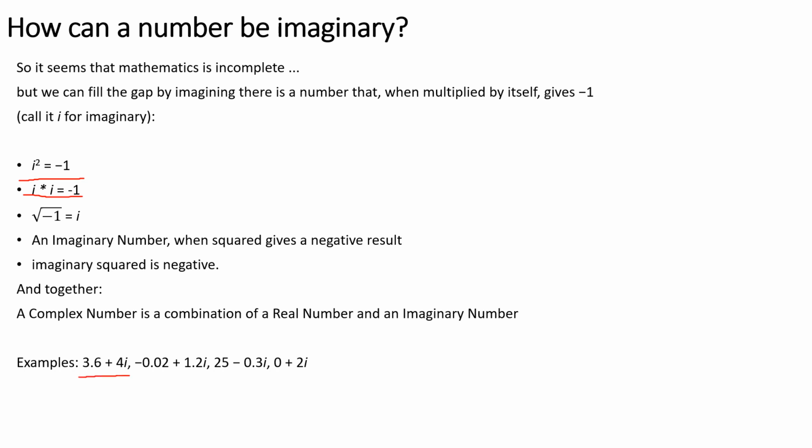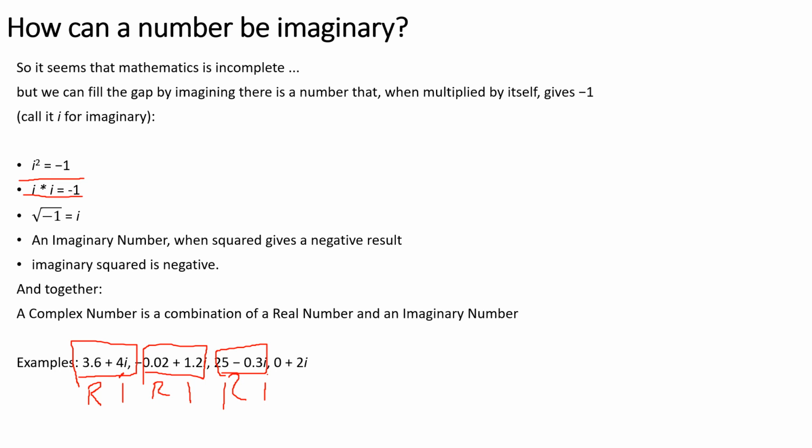This whole set right here, 3.6 plus 4i, is complex. This is the real component. This is the imaginary component, 4i. Negative 0.02 plus 1.2i is another complex number. The negative 0.02 is real. 1.2i is the imaginary. 25 minus 0.3i is also a complex number. 25 is real. Negative 0.3i is the imaginary number.